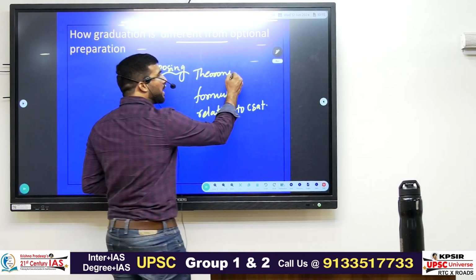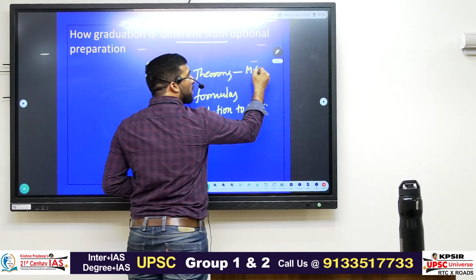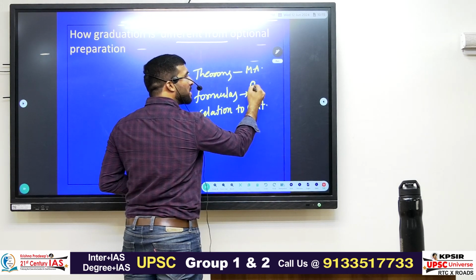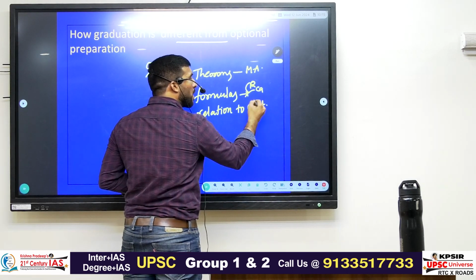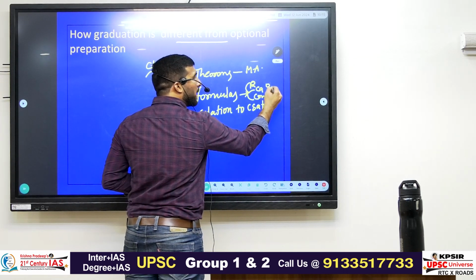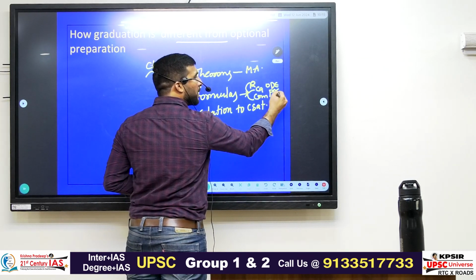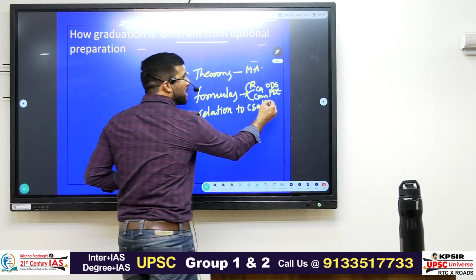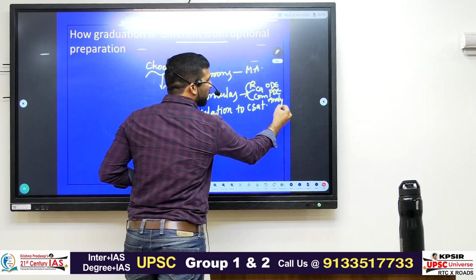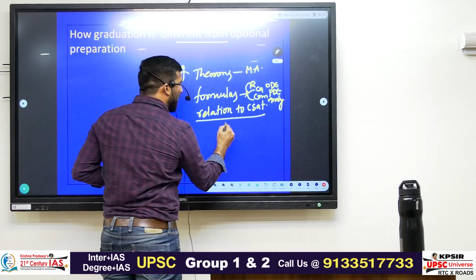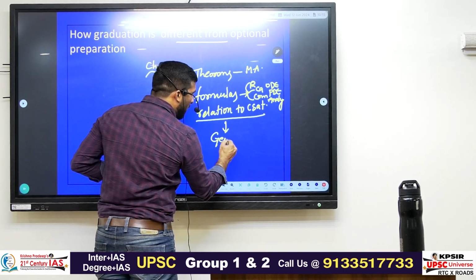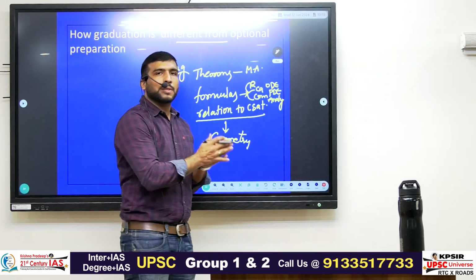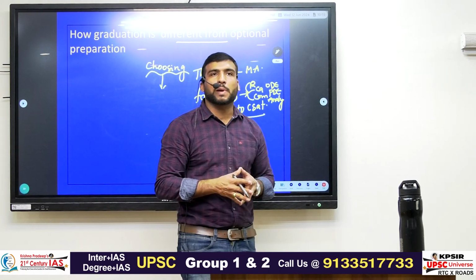The chapters related to theorems are like modern algebra. The formula-related chapters are real analysis, calculus, complex analysis, ODE, PDE. And there is also analytical geometry. In relation to CSAT, analytical geometry is a chapter which is there in CSAT as well as in maths. So these are the things that you have to understand related to maths optional.